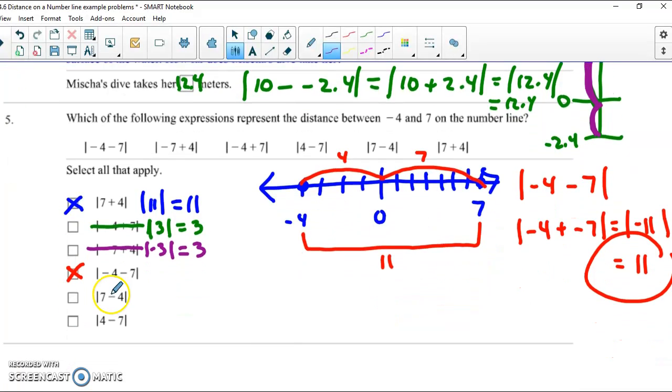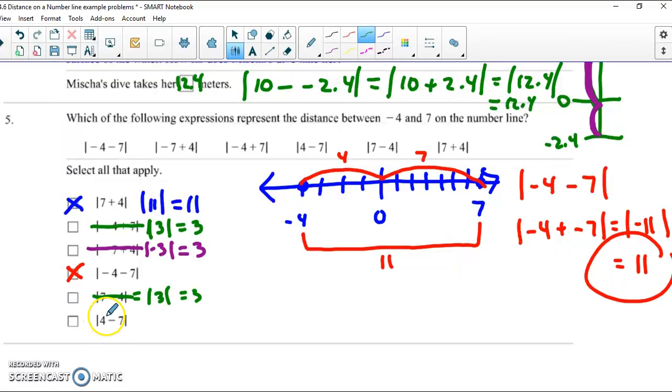Let's check out our last two options here. The absolute value of 7 minus 4. 7 minus 4 is 3, and the absolute value of 3 is 3, so this is also not equivalent.